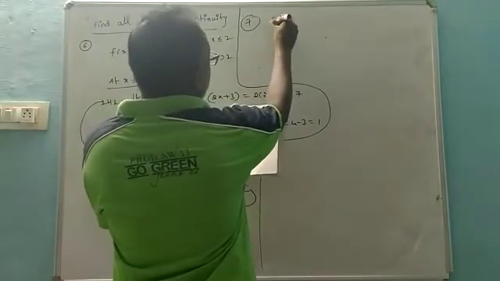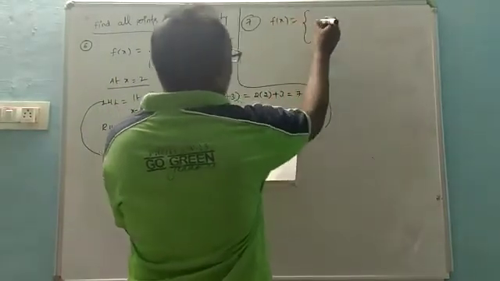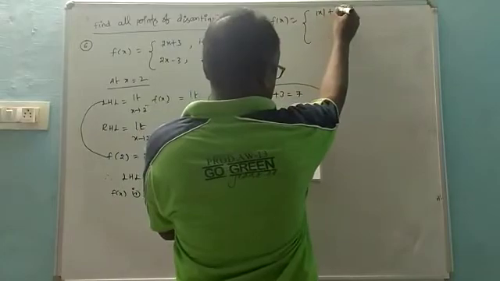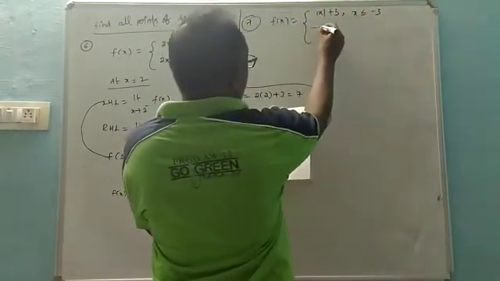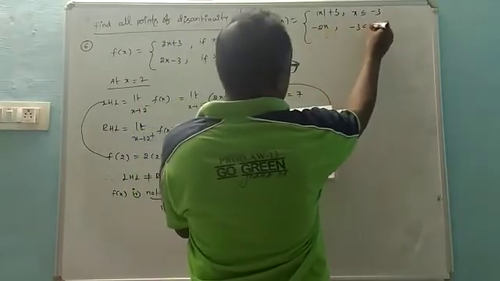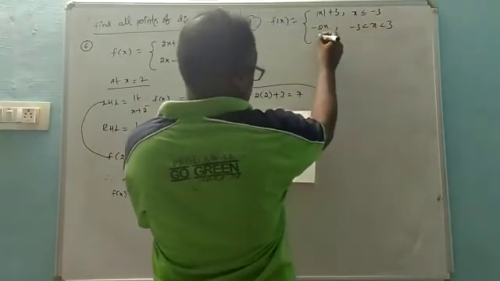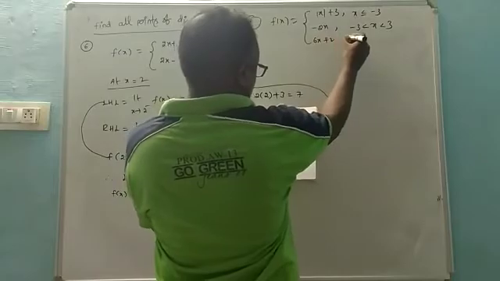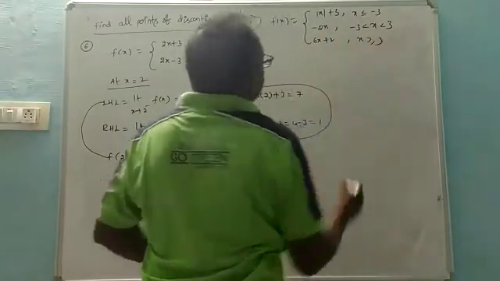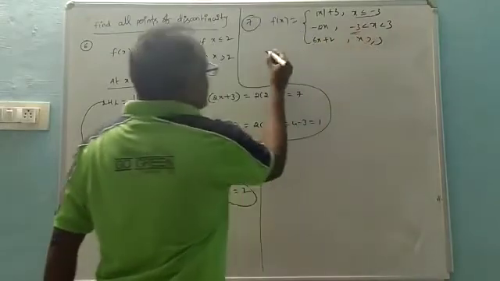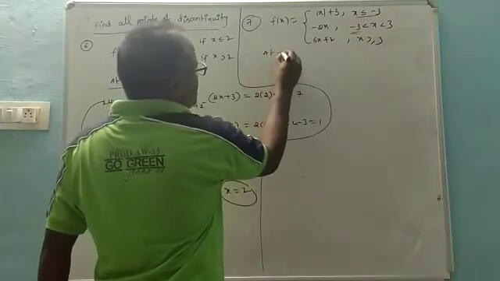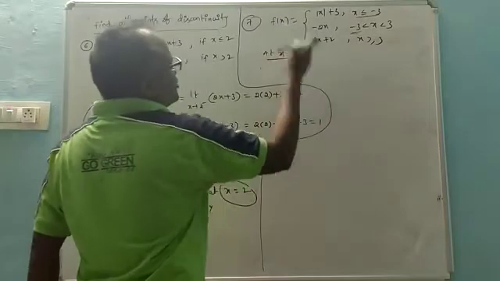What about the question: f of x is equal to mod x plus 3 for x less than or equal to minus 3, next minus 2x for minus 3 less than x less than 3, next 6x plus 2 for x greater than or equal to 3. Now here the critical point is at x is equal to minus 3. At x is equal to minus 3, verify the function.